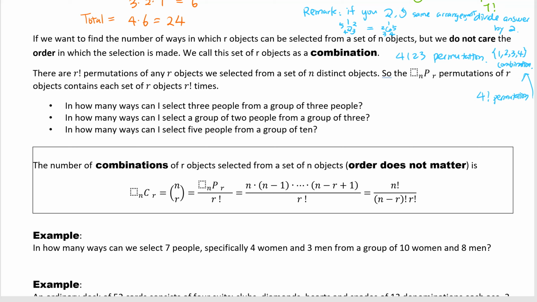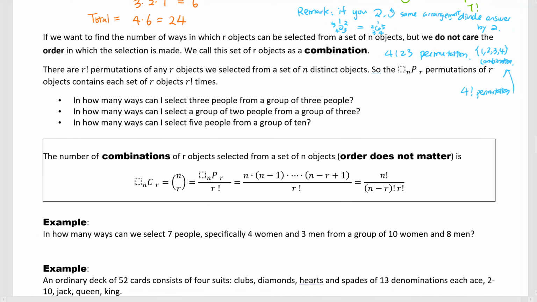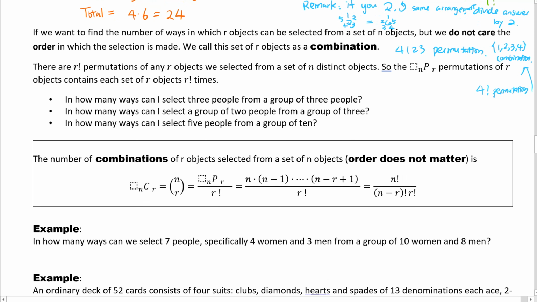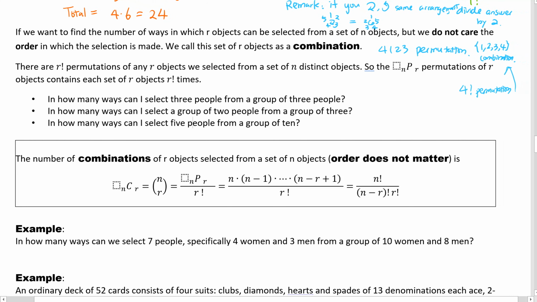Let's look at this. In how many ways can I select 3 people from a group of 3 people? Well, that is 1, right? Sorry, I pressed it. Let me make it bigger. That's 1. This is a set of 3 people, so only 1. Second, in how many ways can I select a group of 2 people from a group of 3 people?